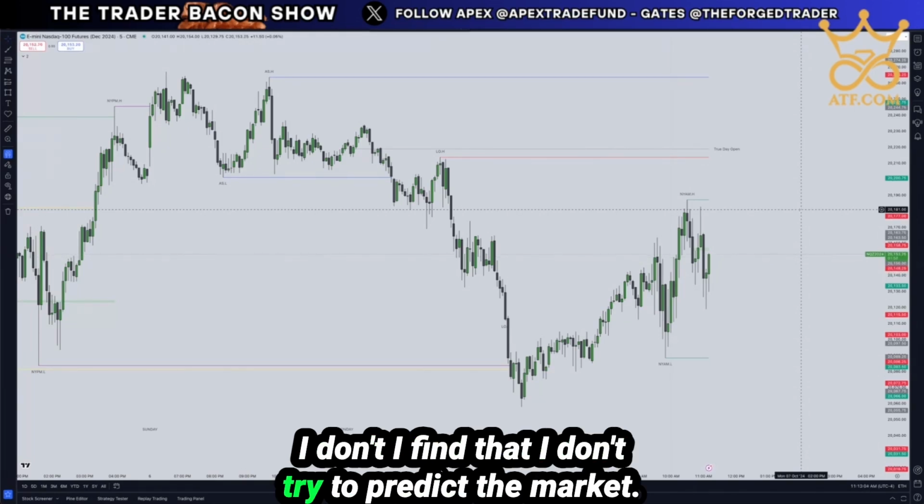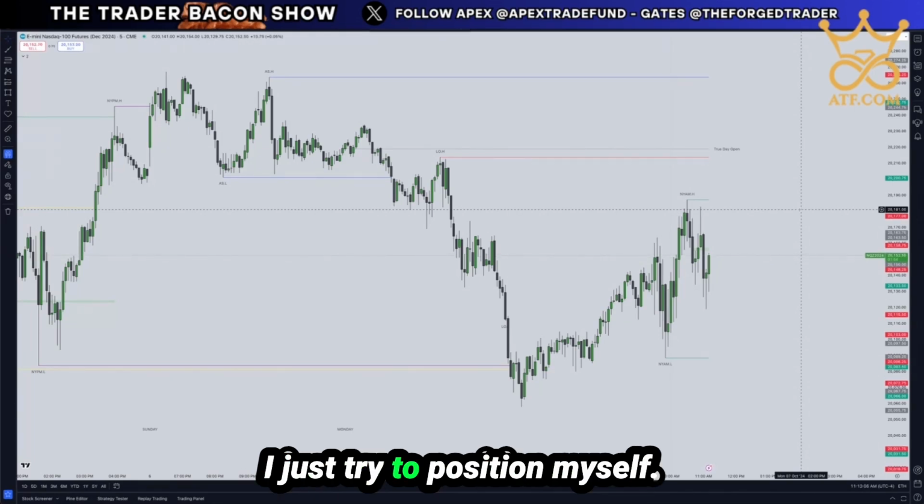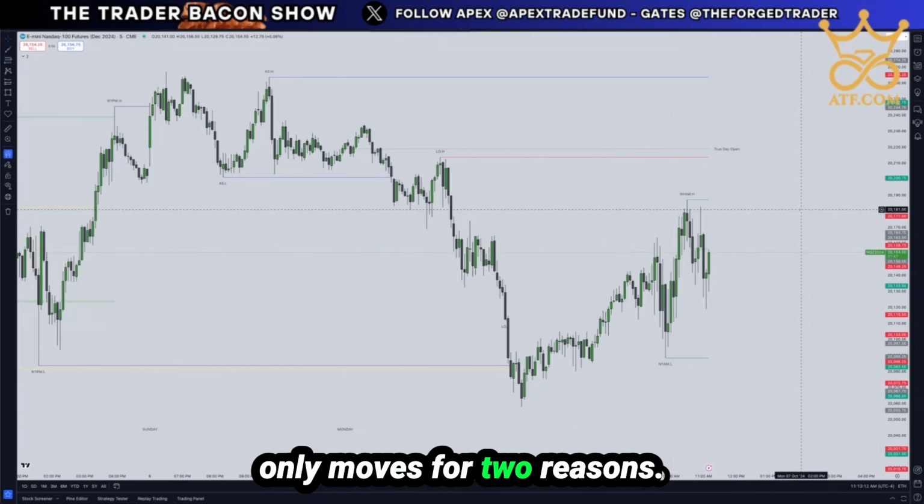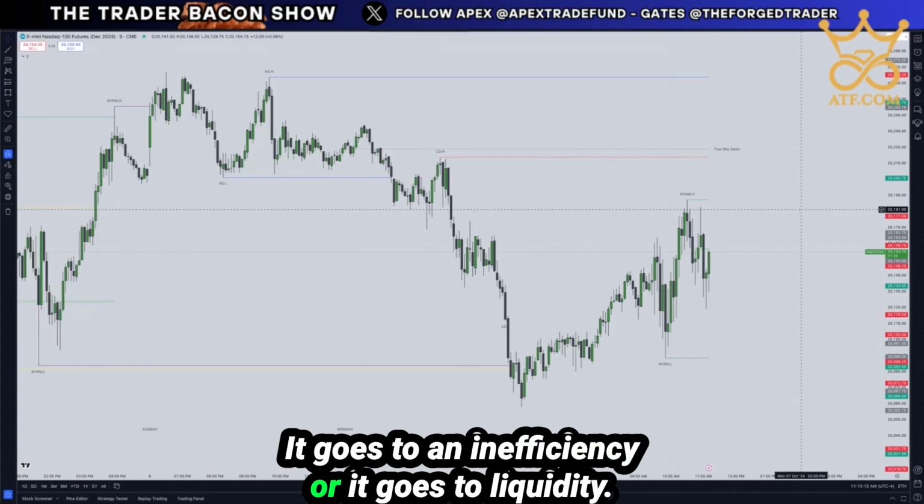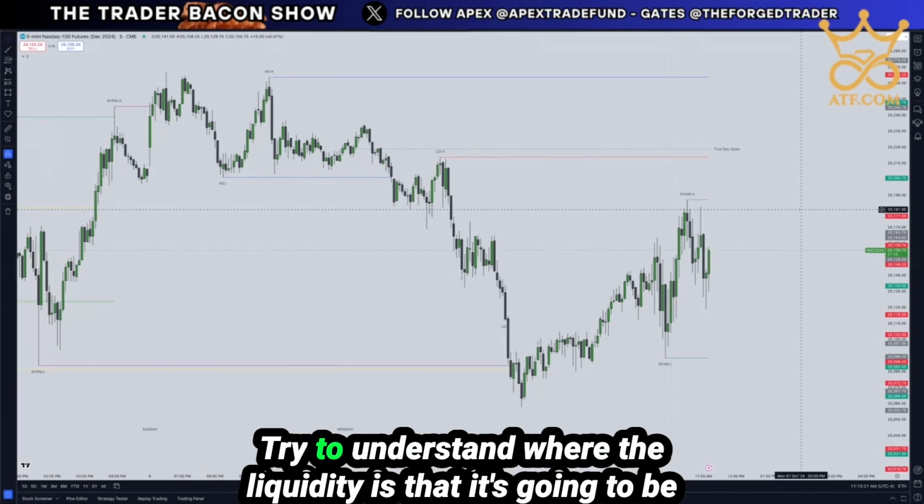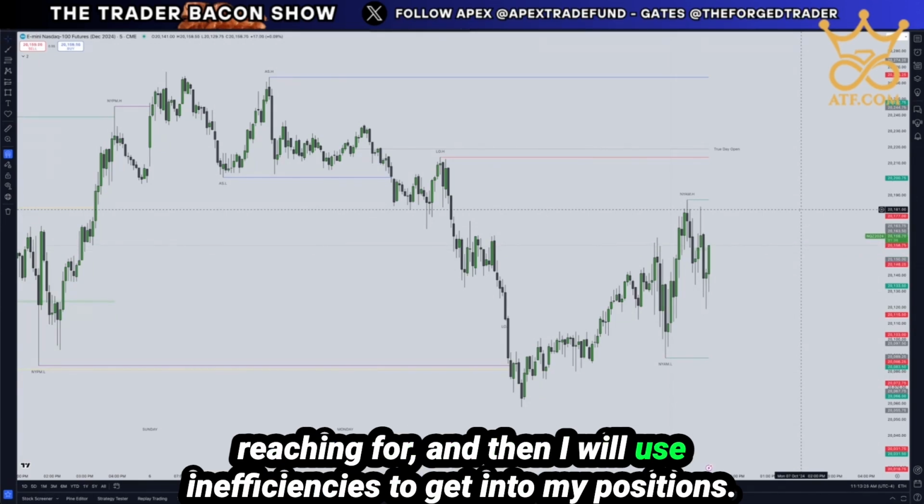I don't try to predict the market. I just try to position myself. So I mostly focus on the idea that he presents that the market only moves for two reasons. It goes to an inefficiency or it goes to liquidity. So I try to frame the market. I use a 5-minute chart, try to understand where the liquidity is that it's going to be reaching for, and then I will use inefficiencies to get into my positions.